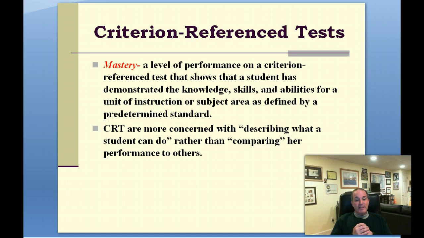So again, when you think of norm reference tests, think of how the score is compared to others. Your score is being compared to how other people have done. While in a criterion reference test, how other people did is not relevant. All that matters is, did you master the material or did you not? And how other people did has no bearing on how you score on the test.